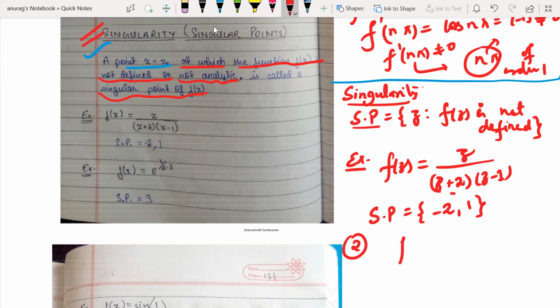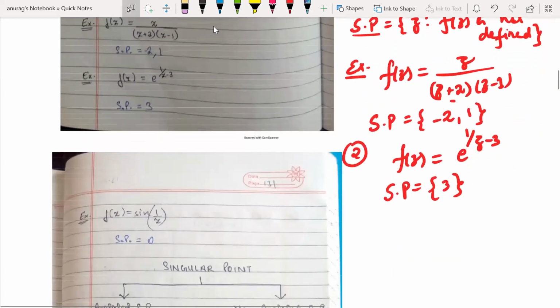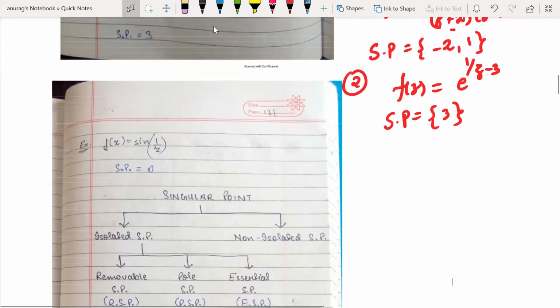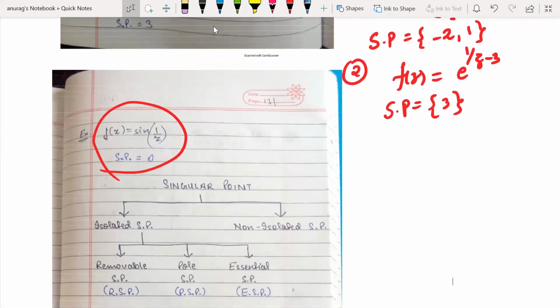Let's see the second example. f(z) equal to e to the power 1 over (z minus 3). At z equal to 3, it is tending to e to the power infinity. It tends to infinity, not defined. So what is the singular point? 3 is the singular point. So a singular point is the point where the function is not defined. Similarly, f(z) equal to sine 1 by z, z equal to 0. At this point, the function is not defined, or you don't know the proper definition.